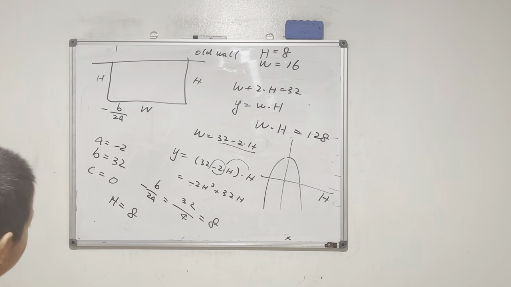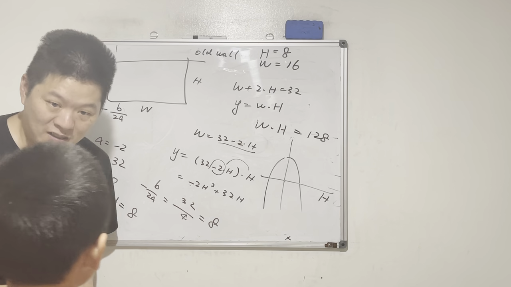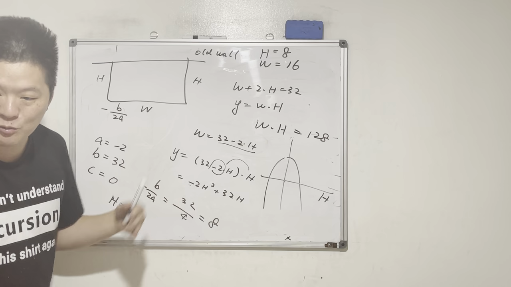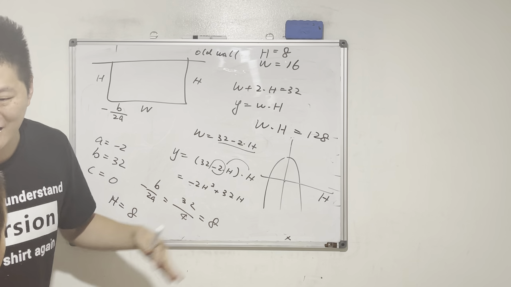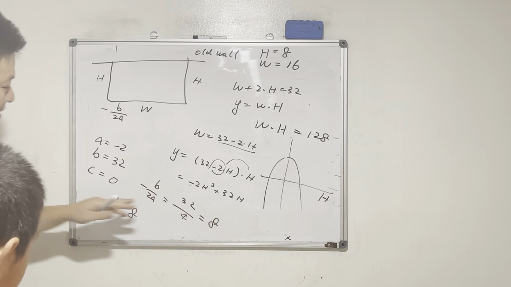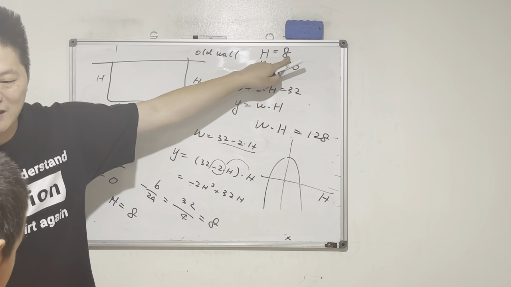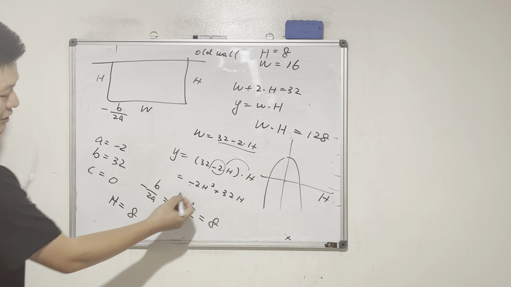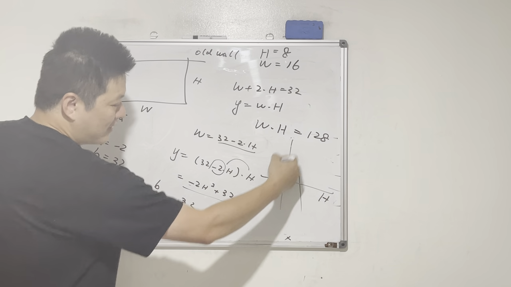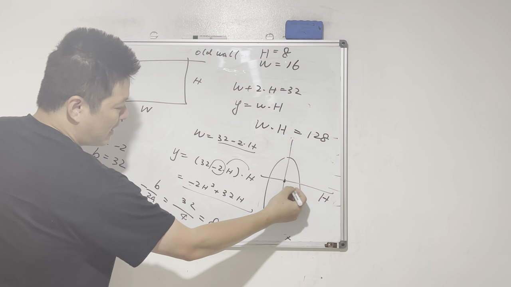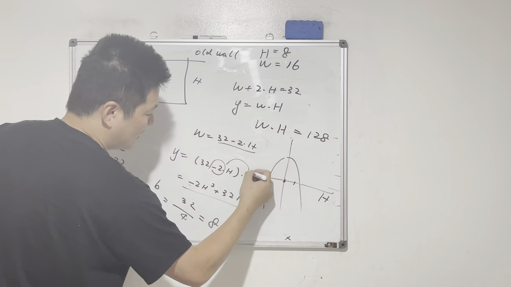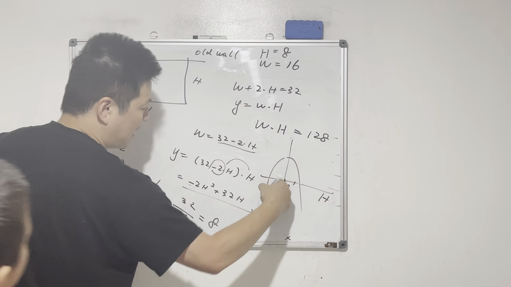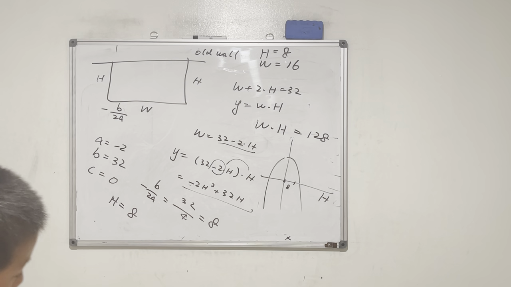You see? It's very cool, right? Instead of listing the values in a table, 1, 2, 3, 4, 5, 6, 7, 8, 9, until 15, I can calculate. When H equals 8, we have the maximum, because this function is facing down. Okay? Any questions so far?